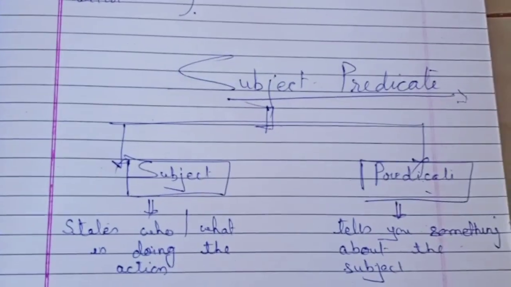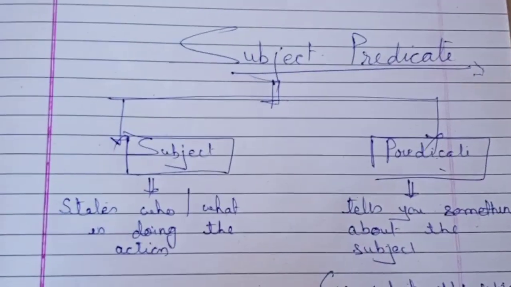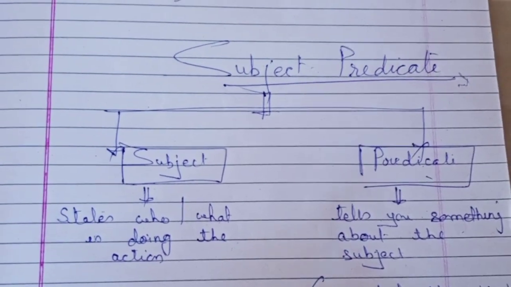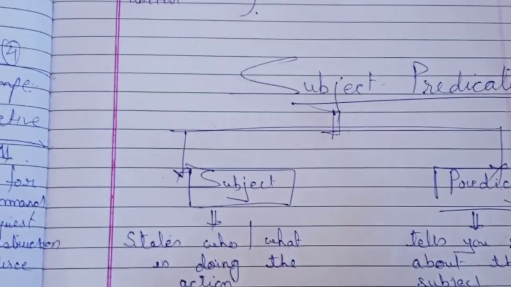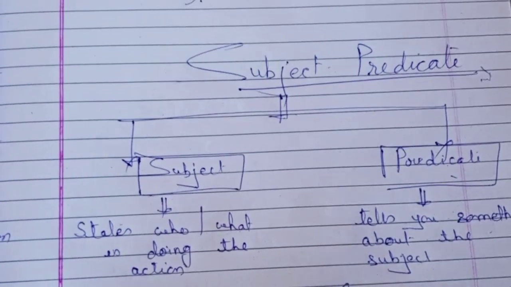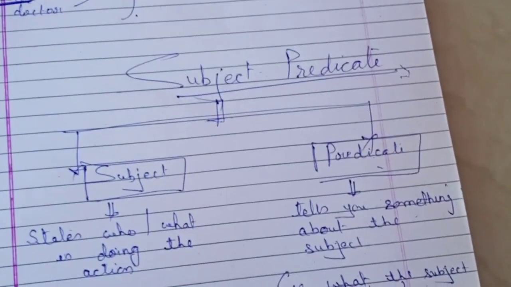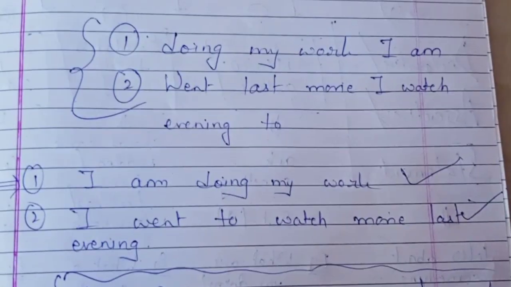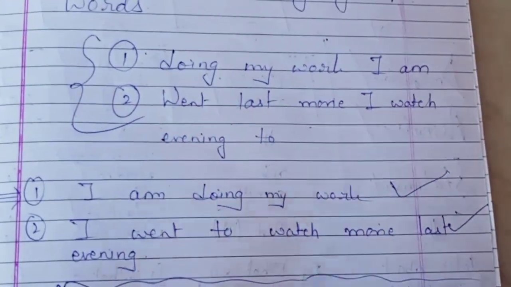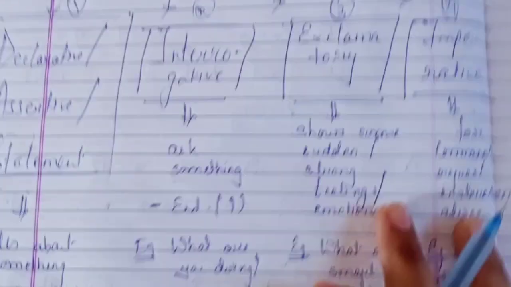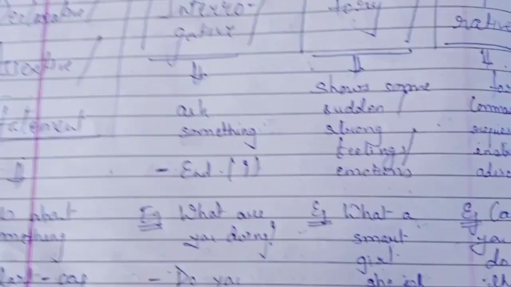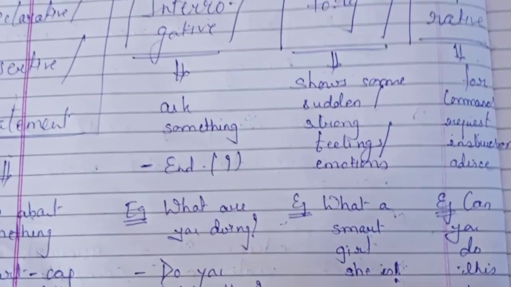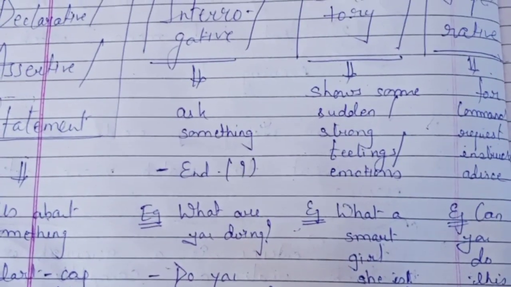I hope you understood today's lecture properly. So let's revise this lesson. A group of words which makes complete sense is called a sentence. Next, types of sentences. There are four types: declarative, interrogative, exclamatory and imperative.